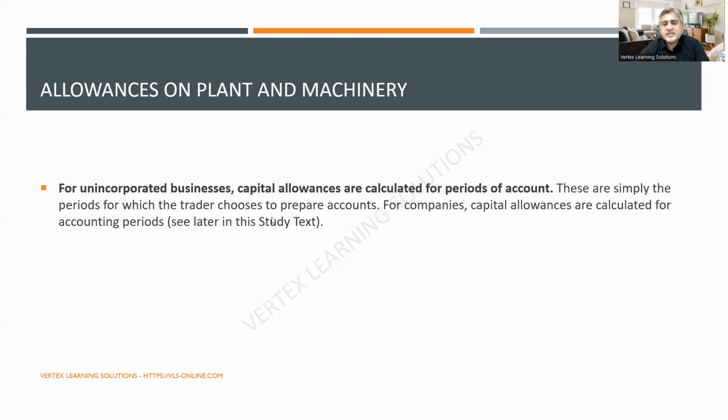For unincorporated businesses, capital allowances are calculated for periods of account. Periods of account means a 12-month period. These are simply the period for which the trader chooses to prepare accounts. For companies, capital allowances are calculated for accounting periods. I will explain period of account and accounting periods. Period of account is actually the period for which a company has decided, and accounting period comes with reference to the tax period. We'll talk about the tax bases and so on.